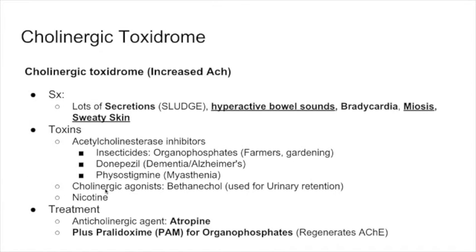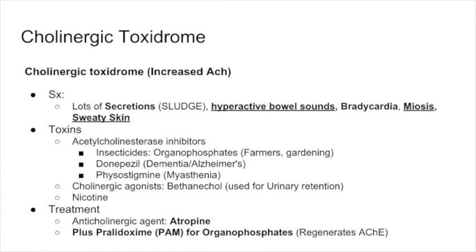The second toxin is a cholinergic agonist called bethanechol, a medication used for urinary retention. If a patient overdoses on it, they can get a cholinergic toxidrome. Nicotine is also, we know it goes after the nicotinic subtype of the acetylcholine receptor, but in large amounts of nicotine, or nicotine toxicity, you can have a cholinergic toxidrome.